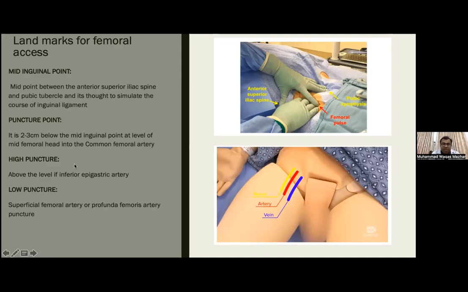High puncture: we define a high puncture as a puncture above the level of the inferior epigastric artery. And any puncture which is at the level of the superficial femoral artery or profunda femoral artery is a low puncture.